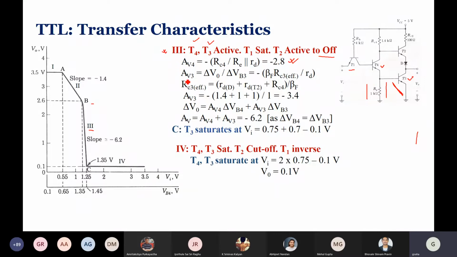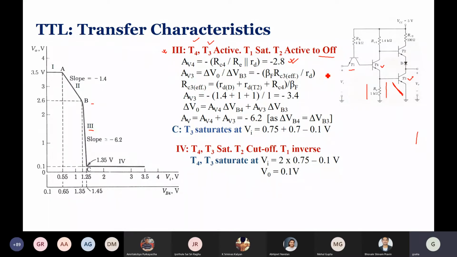Okay, so this is AV3, that is the gain of T3 that we are talking about, and that gain is given by beta times the RC3, that is effective resistance, what is that, we shall discuss, divided by RD. Again, this is to refer to your analog electronic circuit course, where you can refer to how this is arrived at.